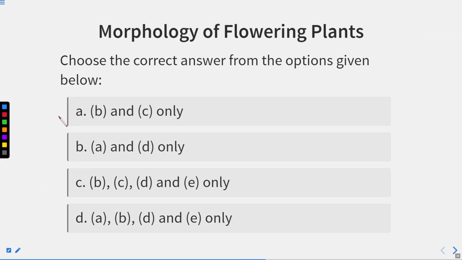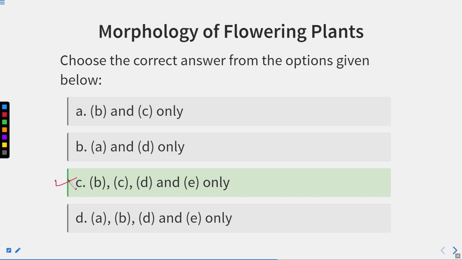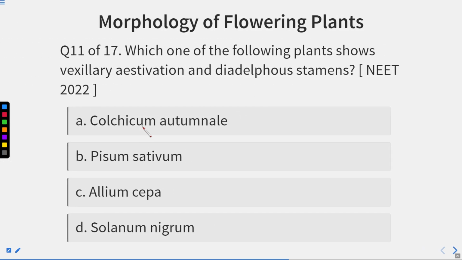The options are B and C, A and D, B, C, D and E, and A, B, D and E. So option C is the correct answer. Only A is the wrong statement. All the others are correct statements. The next question is, which one of the following plants shows vexillary aestivation and diadelphous stamen? This is a very straightforward question. Vexillary aestivation is a unique feature of members of Papilionaceae.